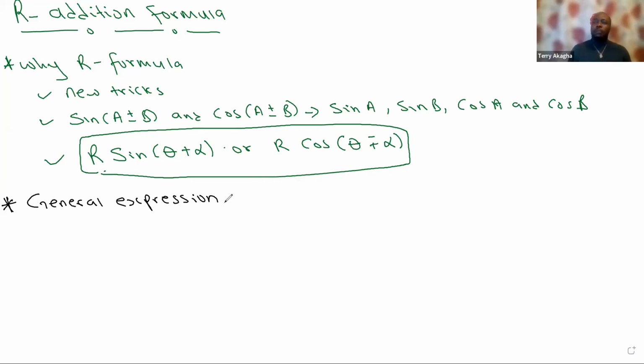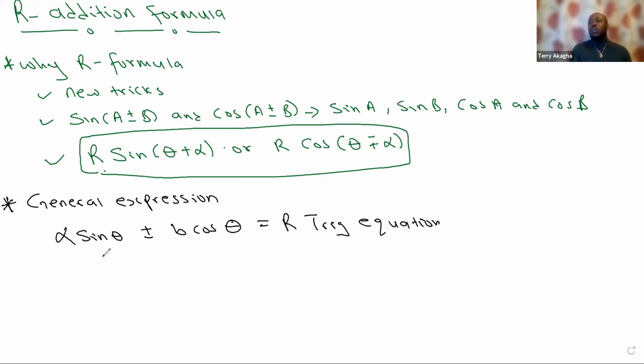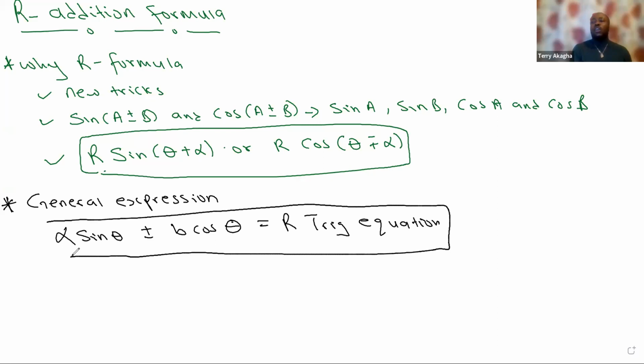After which the next video will start solving some examples. So the R addition formula is generally in the form of R sine theta plus or minus B cos theta, and it gives you the equivalent R equation. So this is the general expression: R sine theta plus or minus beta cos theta will give you the corresponding equation. Don't worry, I'm going to explain this and solve some questions on how to get this.